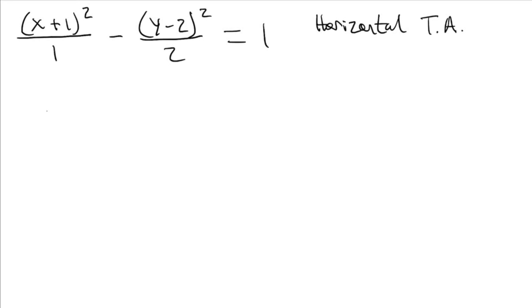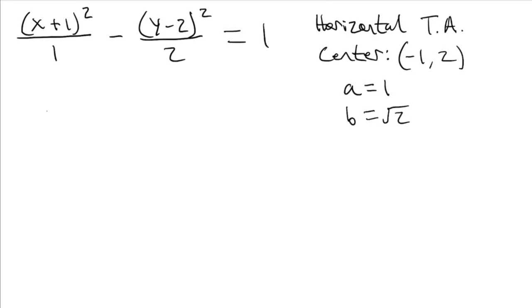So what else can we identify? Well, the center, that's going to be what? Well, our x coordinate, we could think of this as x minus -1. So we're going to have -1, 2. That's our center. We can also get a and b because a squared equals 1. That means a is 1, right? Square root of 1 is 1. b squared equals 2. That means b is the square root of 2.